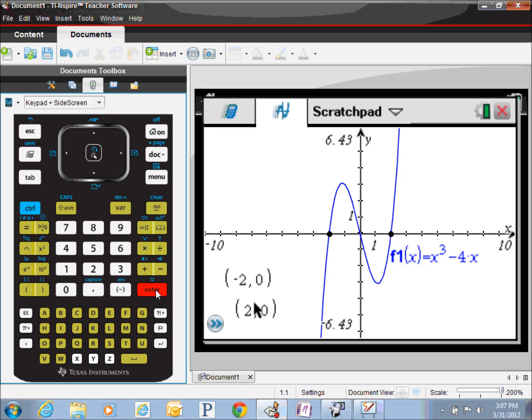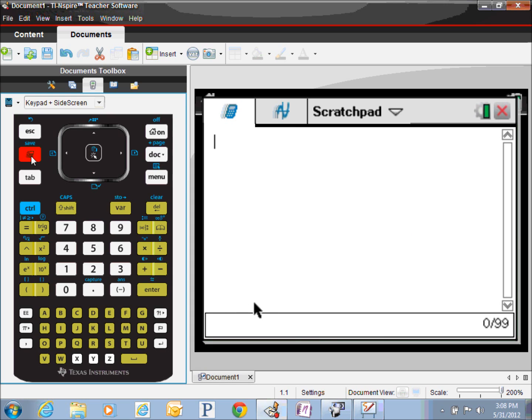And what I wanted to also show you is how to find a y-intercept. The fastest way to do that I've found is you hit the scratch pad button again, and now I'm in the text entry. And what we want to do in order to find a y-intercept, as I already said, is we're going to set the x value equal to 0 and evaluate the function.